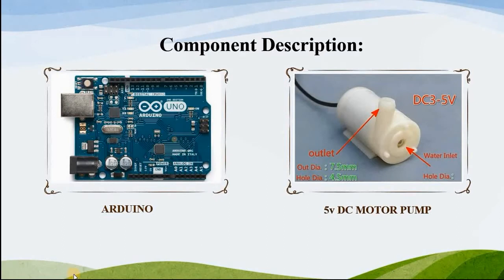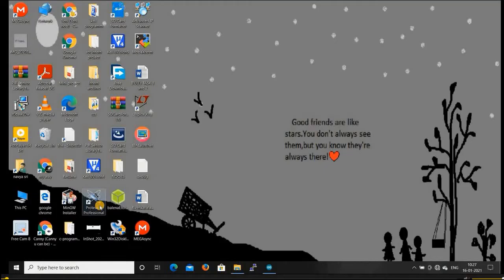Required components to build the circuit are an Arduino Uno and a 5 volts DC motor pump. Now let us see the execution of the program in Proteus.